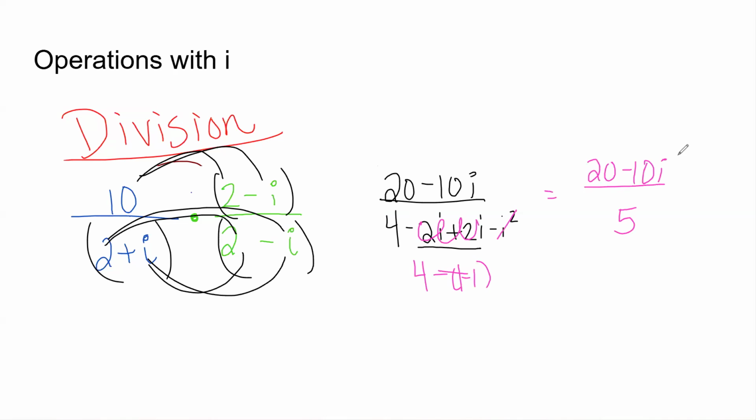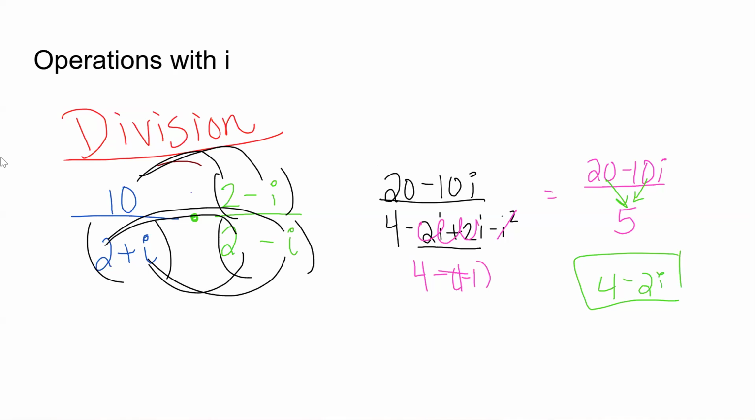All right, we've done it. We've got the i off the bottom. You would think we're done, and sometimes you will be. But look at this one. We can actually divide by 5. 20 divided by 5 is 4. -10 divided by 5 would be -2i. And that's like a simplified form. You won't always have that happen, but we'll take it when it does.